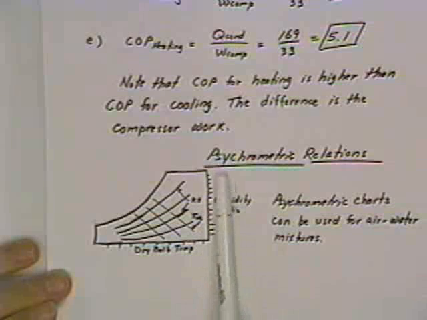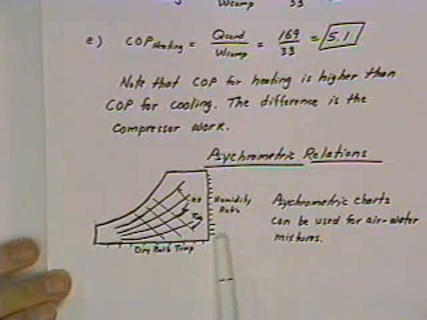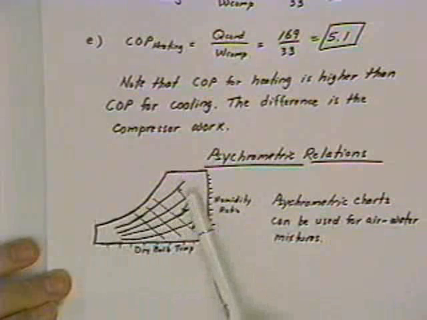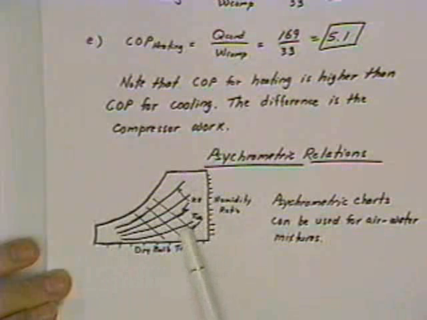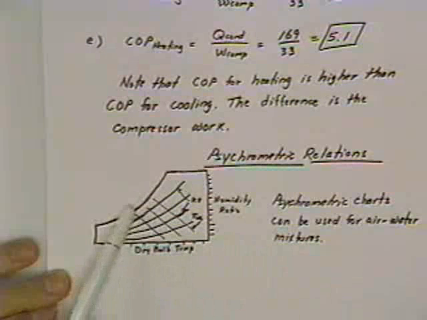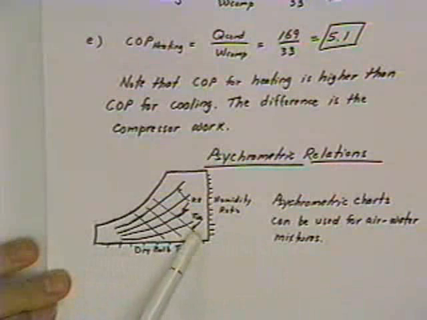Along this axis is the humidity ratio, which in English units is usually grains of moisture per pound of dry air. In the metric system, it's in grams of moisture per kilogram of dry air. Lines of constant relative humidity are plotted on the chart, running in this direction. Wet bulb temperature is plotted in lines of constant wet bulb temperature that run approximately like this, and the wet bulb temperature corresponds pretty much to the saturation temperature of the air.